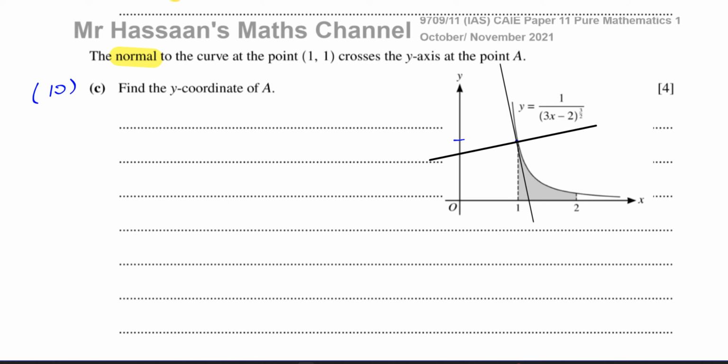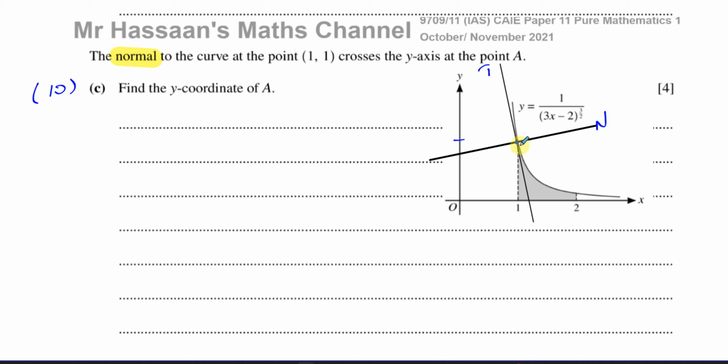Okay, so this would be the tangent here. And this would be the normal. So we need to find the equation of the normal to the curve. Now, the normal is a straight line. We don't actually need to find the whole equation of the normal. We'll start finding the equation of the normal, and then we'll see how we can get the y-coordinate straight away without having to go all the way through to find the equation.